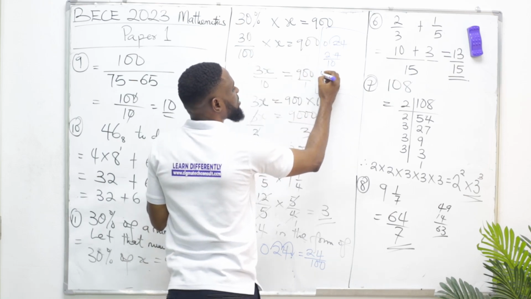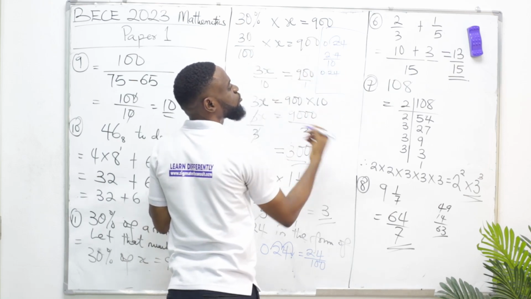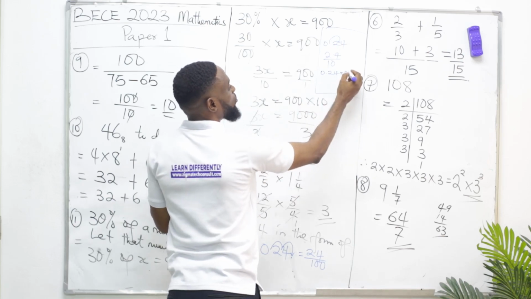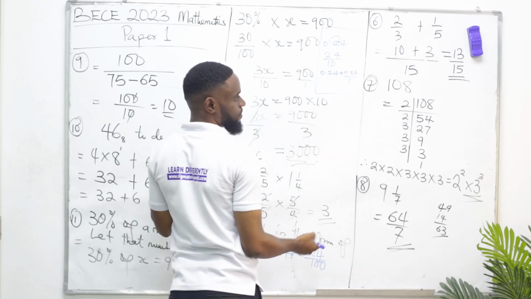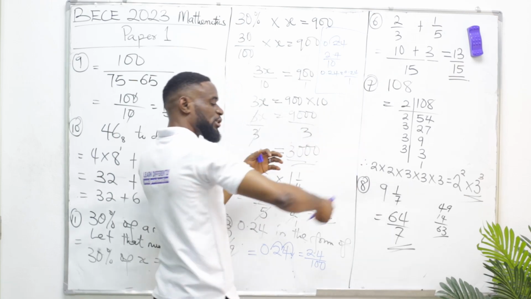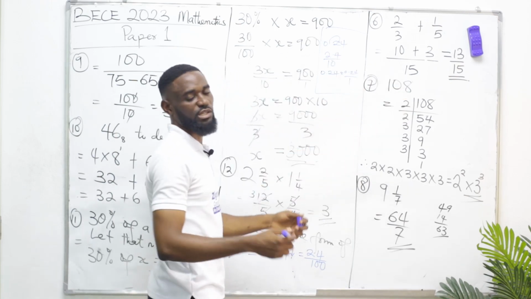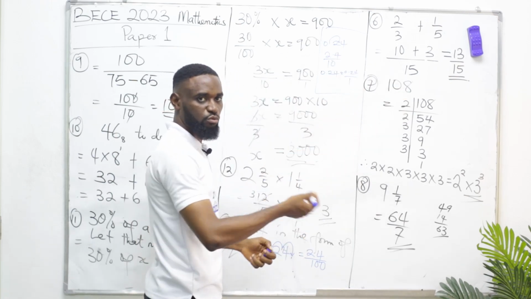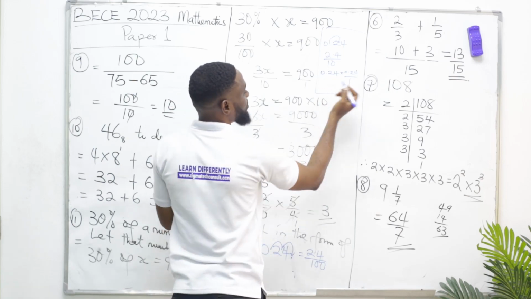Because if we have 0.24 and we do nothing about it, this is equal to 0.24 divided by 1. Do you understand? So depending on the number of times we move, it will determine what we will put under it. Do you understand the point?